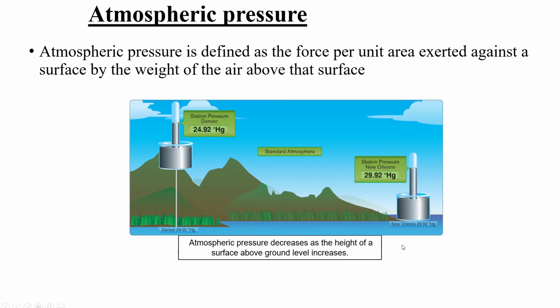So if we look at the pressure at sea level, where we have the higher or normal density of air, the pressure is 29.92 inches of mercury. But if we go to a higher altitude like Denver, where we have less dense air, the pressure is 24.92 inches of mercury, which shows that pressure decreases as the height of the surface above ground level increases.